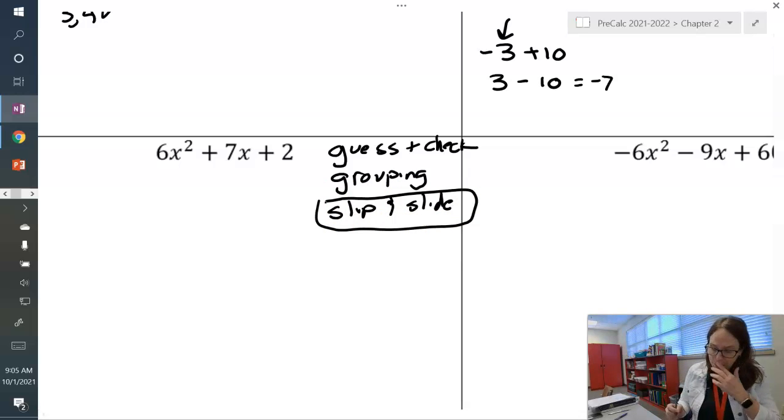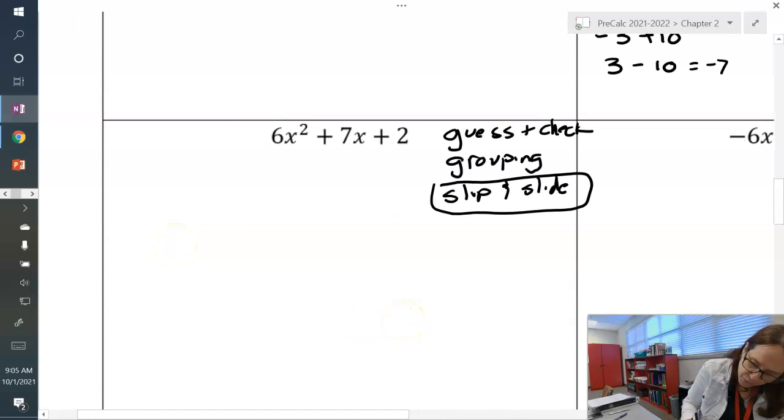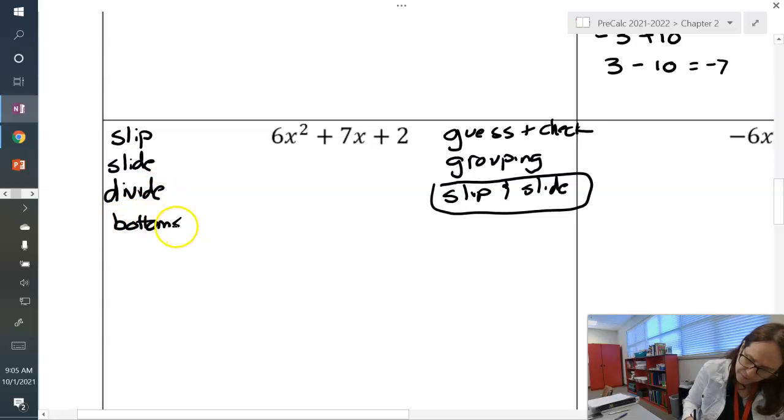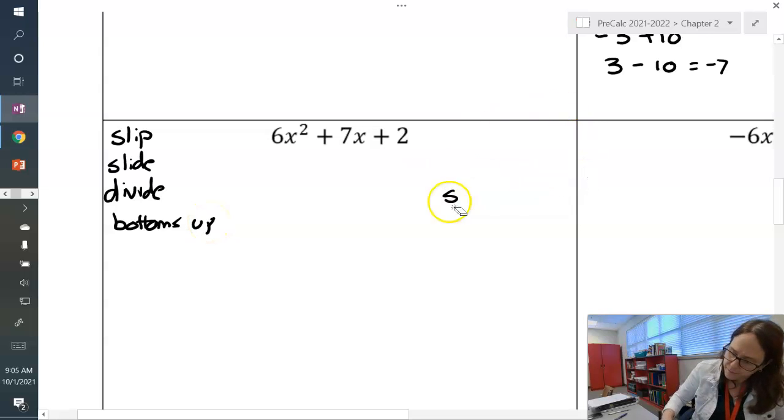So slip and slide. The way this works is we have 4 steps. First one is slip. Second step is slide. Third is divide. And then last is bottoms up. Slip, slide, divide, bottoms up.